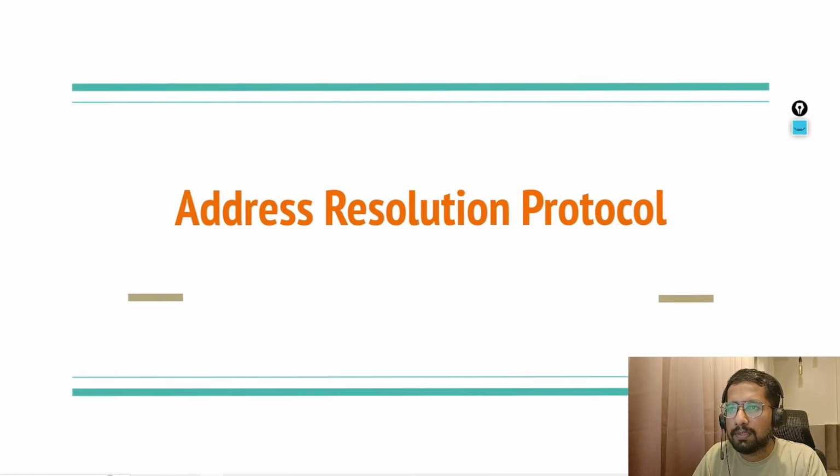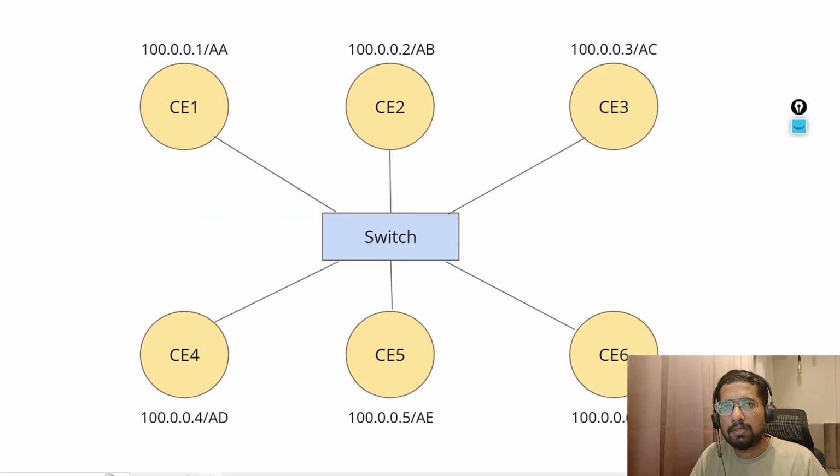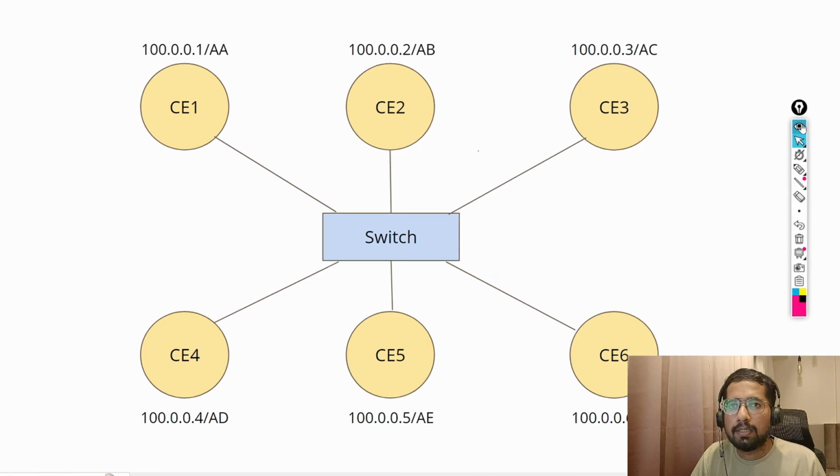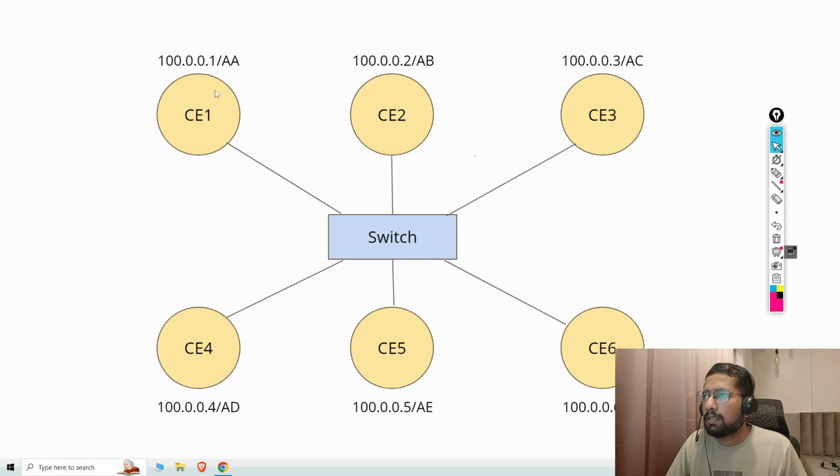I have a switched network over here, which has six customer equipments, or you can even call them laptops, which are connected via a switch, all in the same subnet. If you see over here, each device has its own IP address and MAC address attached to it, where you see C1 as 100.0.0.1, C2 as 2, and so on up to C6. The switch is configured with the same VLANs on all the ports connected.